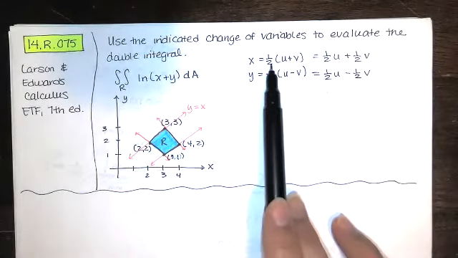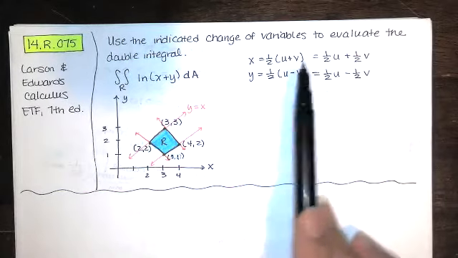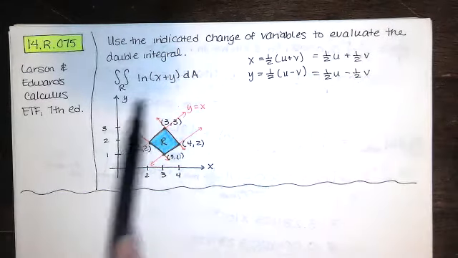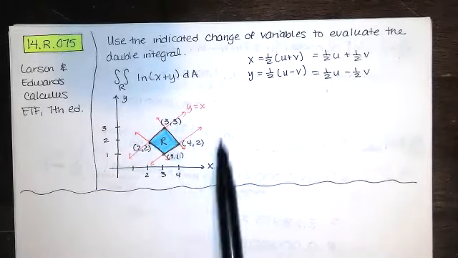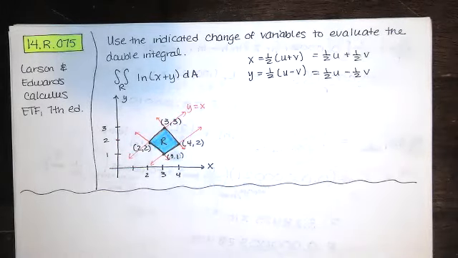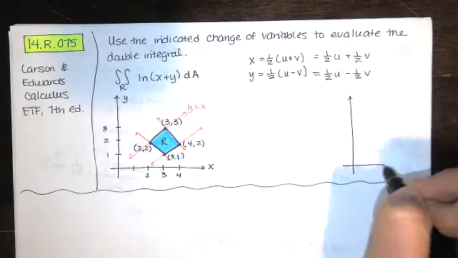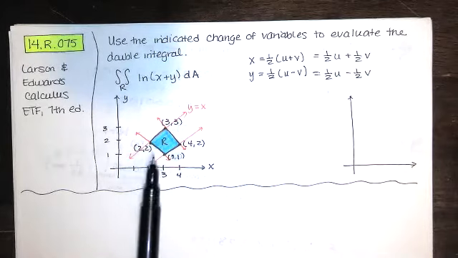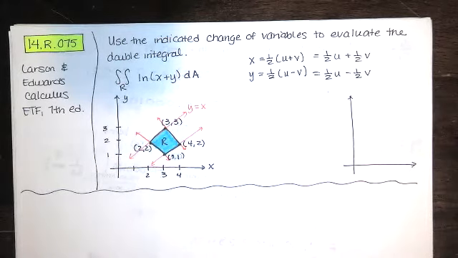The first thing I wanted to do was distribute those 1/2 through each of those expressions. So this is another way of representing x and y in terms of u and v. And they were giving us this region R. Now, rather than evaluating the double integral over R, we're going to evaluate an equivalent double integral over the region S, where S is the image of R under a certain transformation, and that transformation is listed right here.